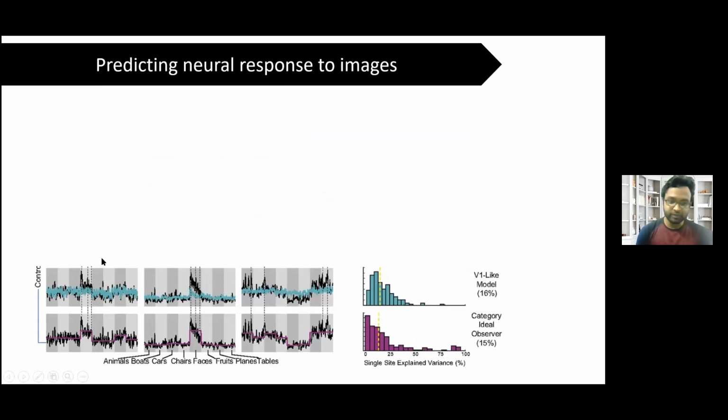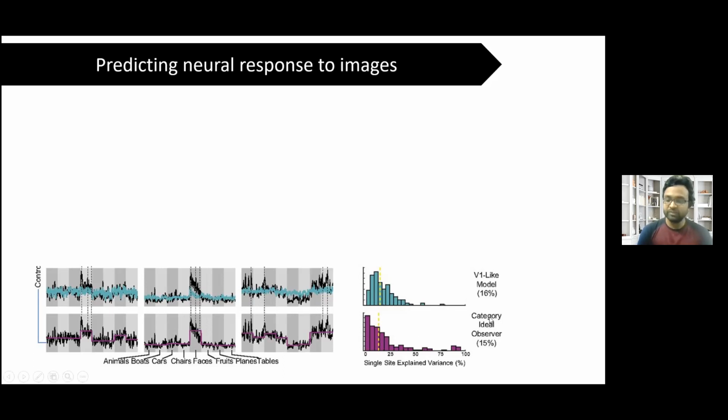So here we are looking at some other baseline models. There are three different units or neurons, and you can see there are different categories of images over here: animals, boats, cars, chairs, and so on. Within each of these categories, there were multiple images, and each value over here is the firing rate of the unit corresponding to that image.